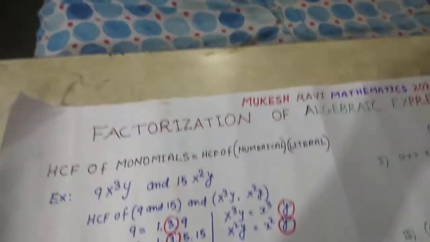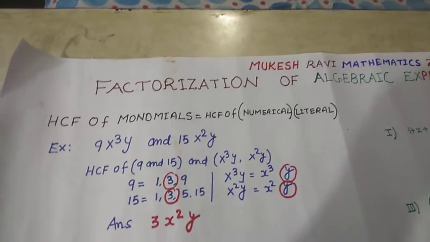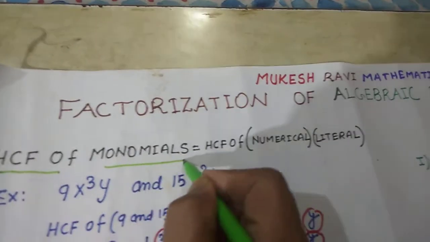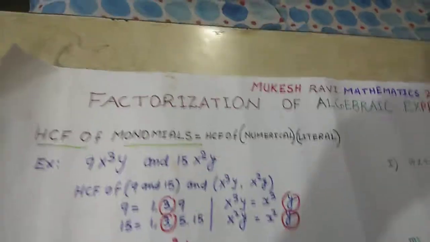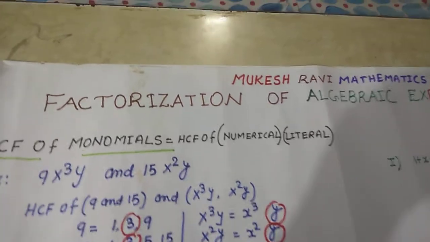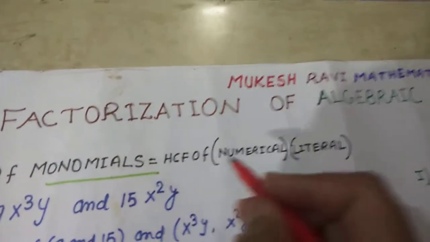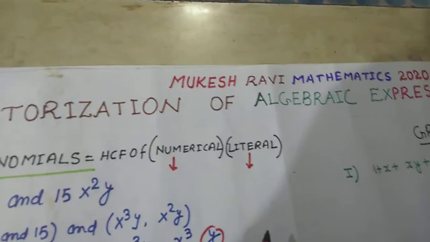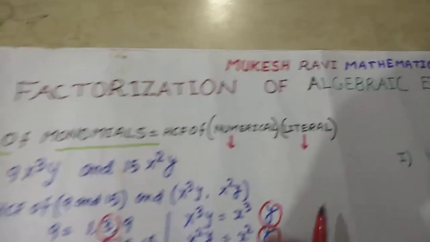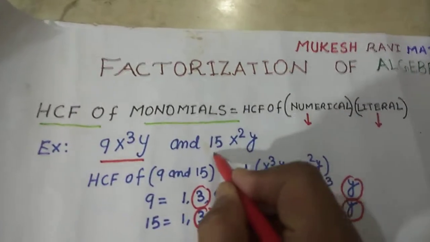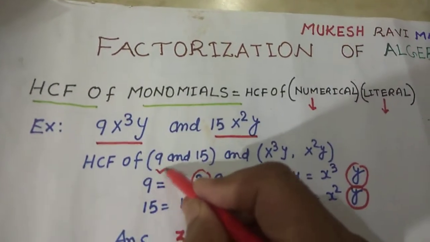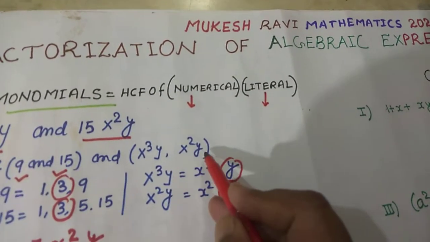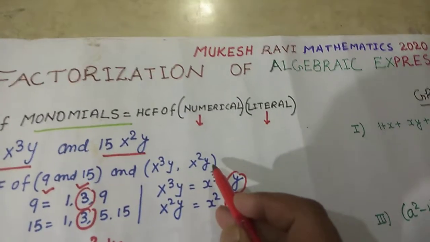See children, I have already written the heading: factorization of algebraic expression. In the first part of algebraic factorization, the most important thing is the HCF of monomials. That is, if you have two terms in algebra, first of all find the numerical parts and the literal terms, that is, the alphabets. For example, 9x cube y and 15x square y. So the HCF of 9 and 15, the numerical part, and then x cube y and x square y, the literal terms.